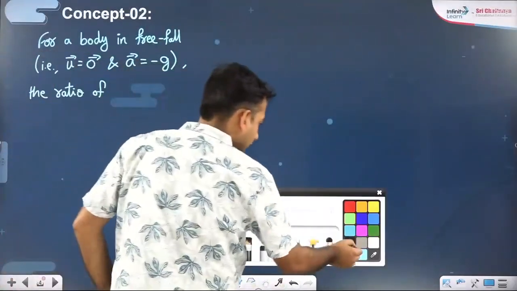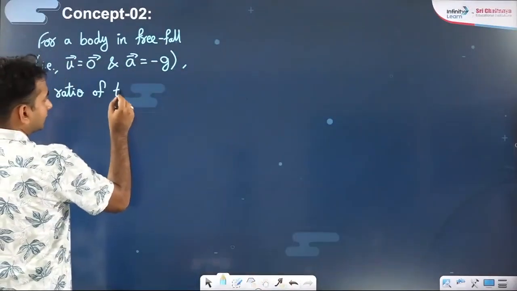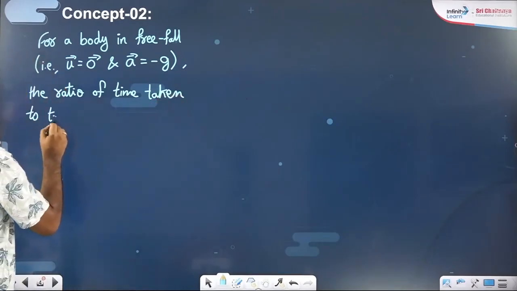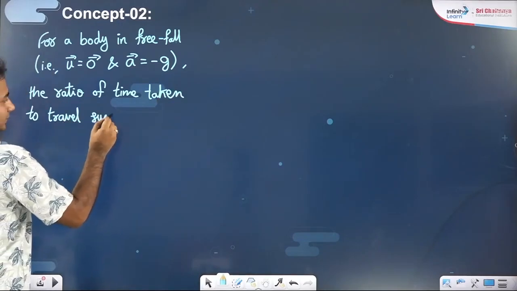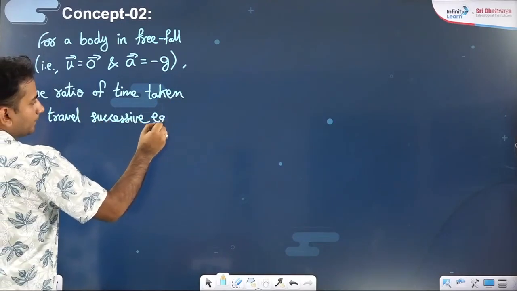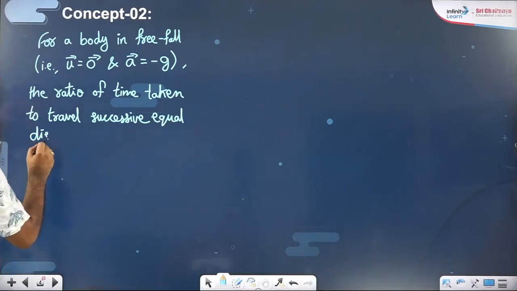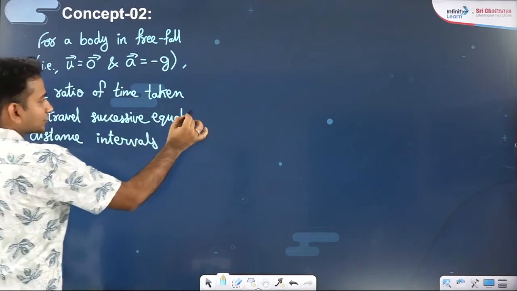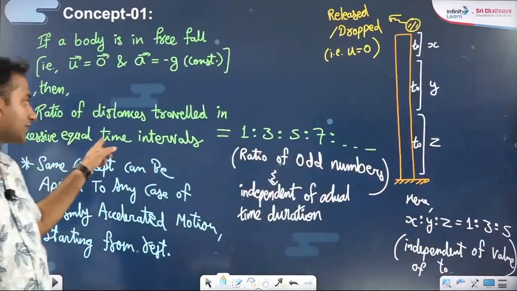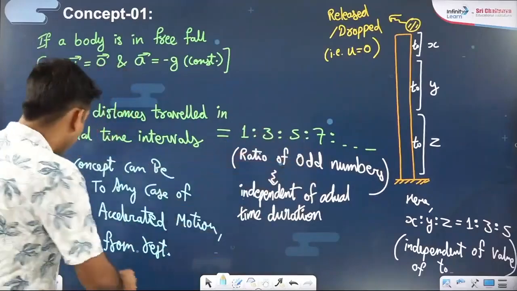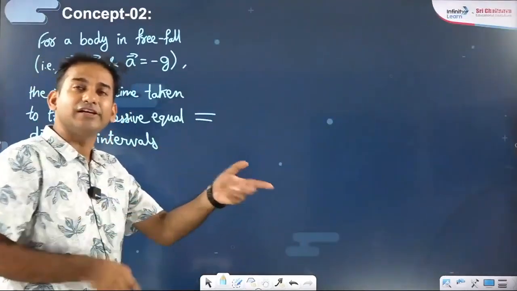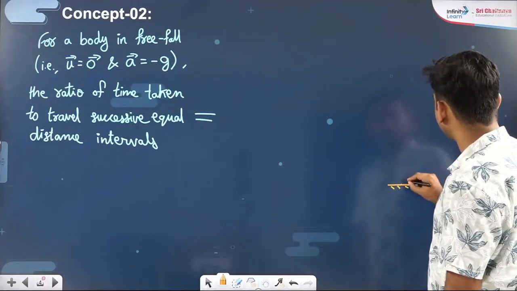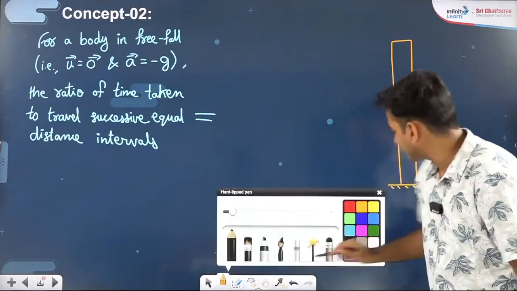So what we are going to use here is the ratio of time taken to travel successive equal distance intervals. Definitely that will keep on decreasing. The distance traveled in the same successive time interval will keep on increasing, but the time taken to travel the same distance will keep on decreasing. I'll explain it to you diagrammatically also, that suppose this is going to be my object.